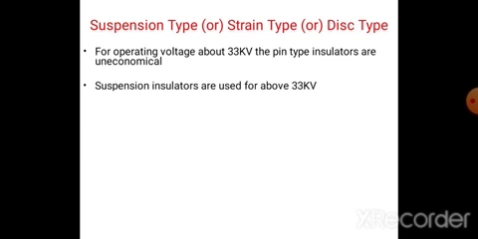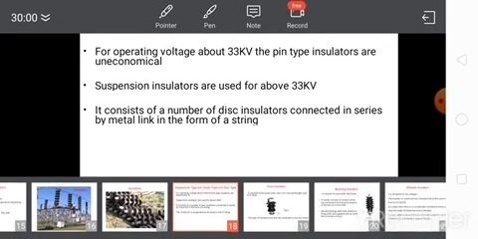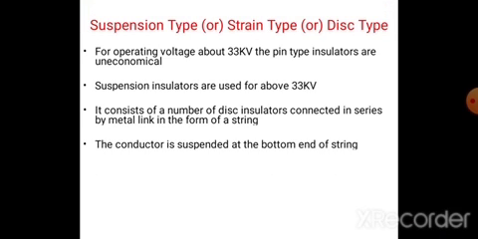Suspension insulators are used for lines above 33 kV, and consist of a number of disc insulators connected in series by metal links in the form of a string. The conductor is suspended at the bottom end of the string. The top of the string is connected to the tower side, and the bottom is connected to the conductor.